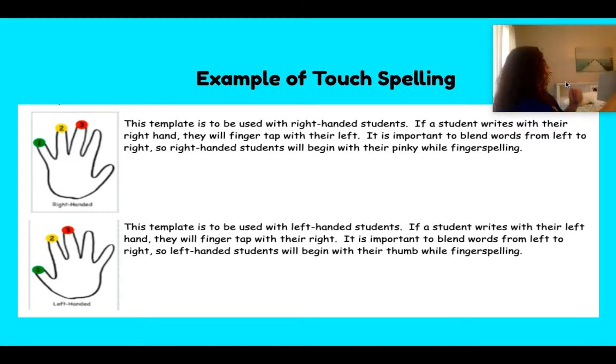If they were a lefty, they would have their writing instrument obviously in their left hand, and then they would touch spell with their right hand, following the left to right sequence of words. So then they would say t, a, n for tan. So they would start with their thumb instead of their pinky, and that's because our words go from left to right.